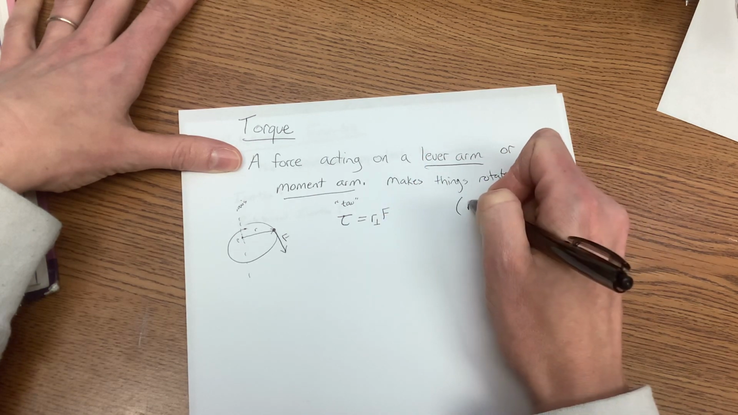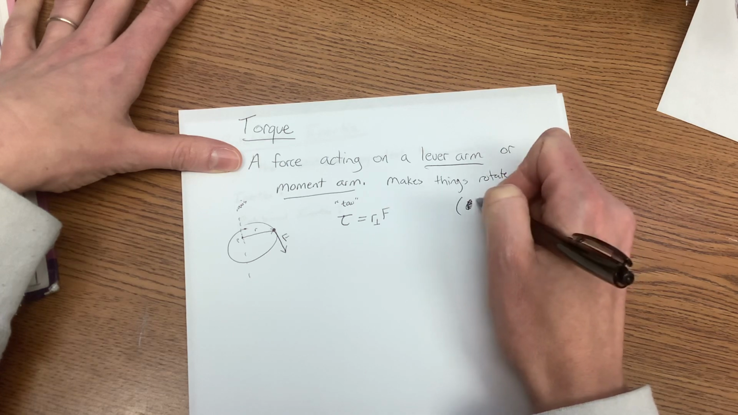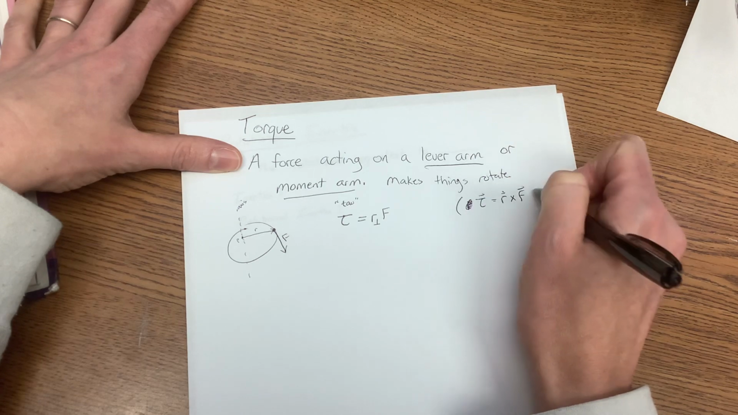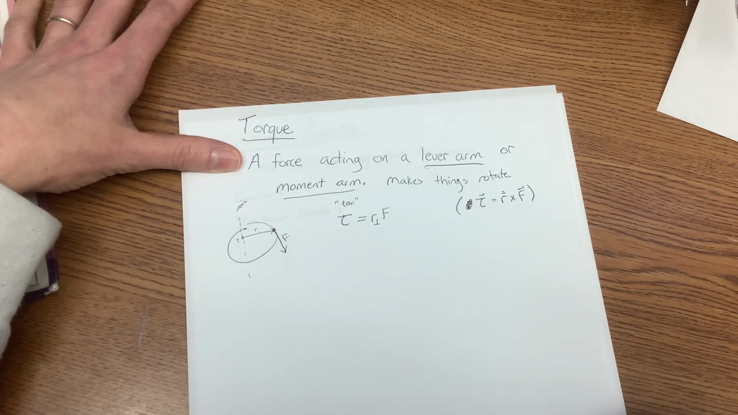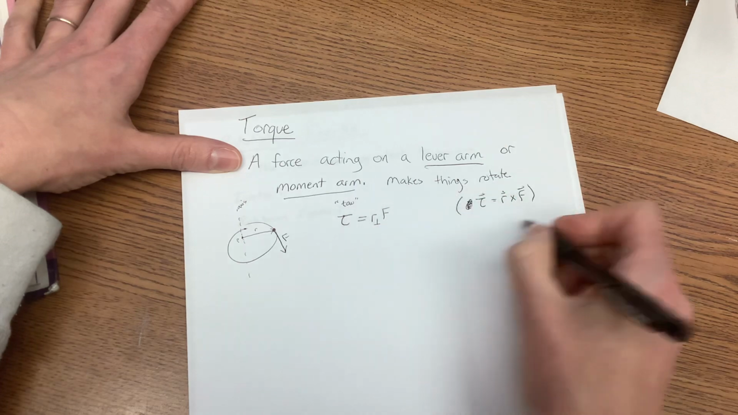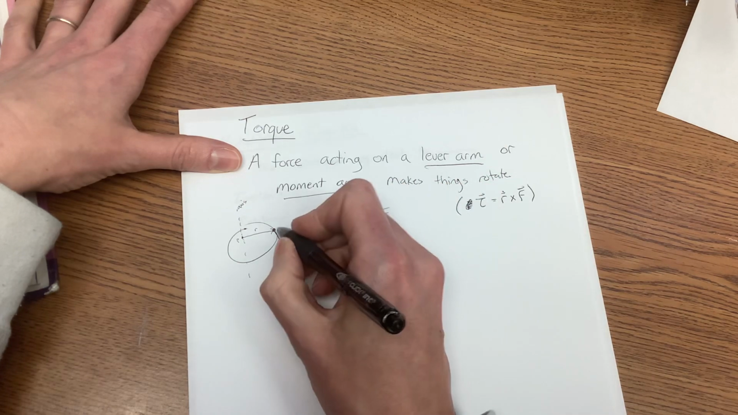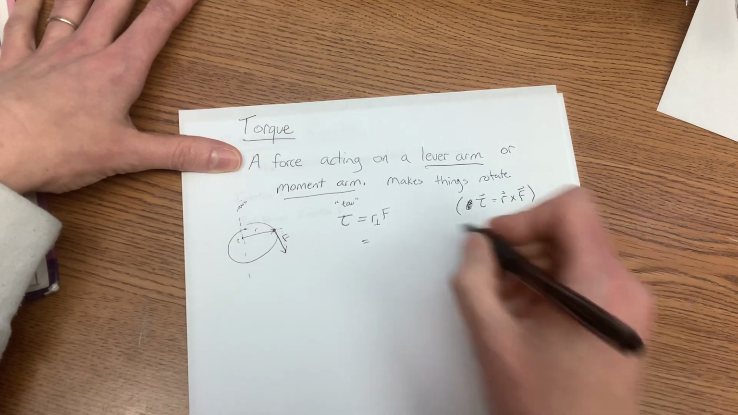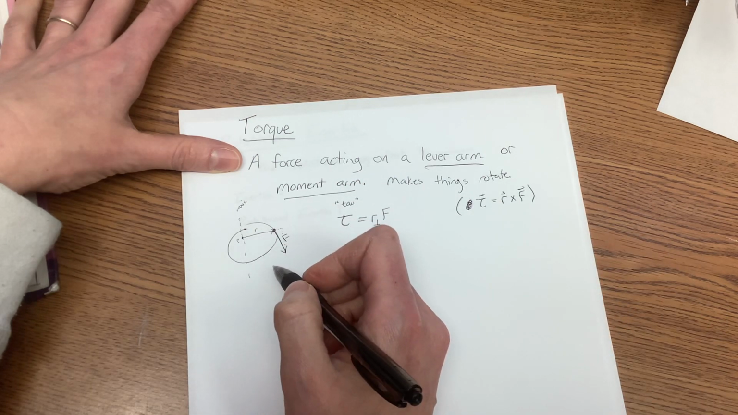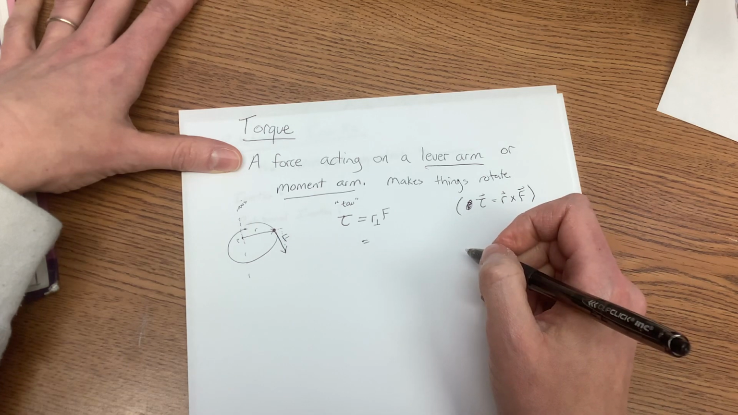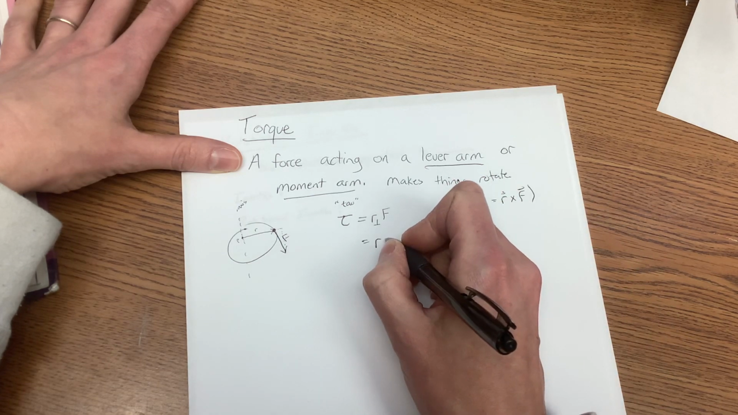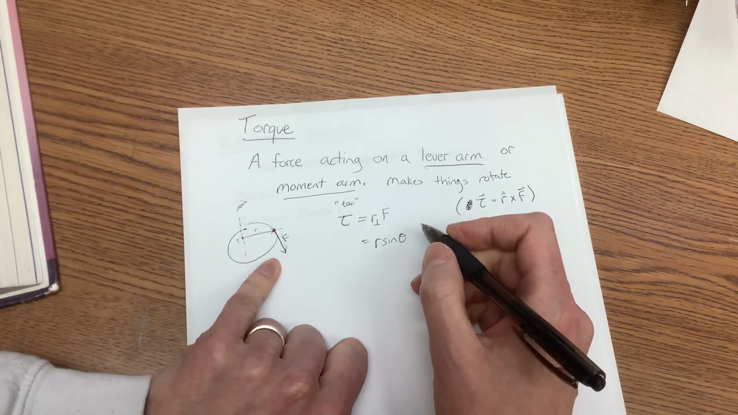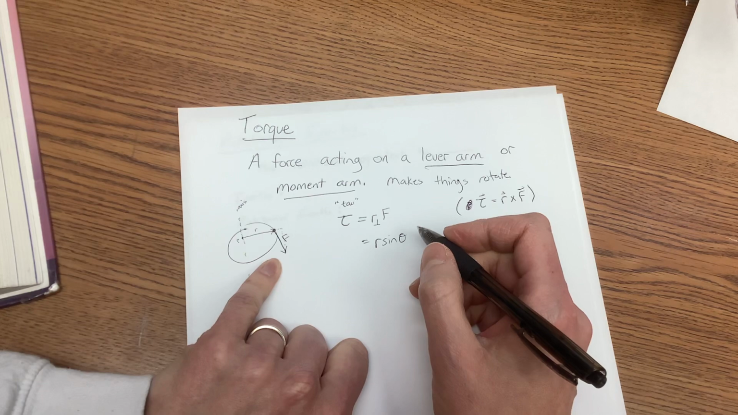In some more advanced math classes, this tau is R crossed into F, if these are vectors, the cross product. But we don't really know how to do that yet. The way that you would do it is the same as we're going to find the perpendicular part here. If we draw some arrows on it, R perpendicular to F is going to be R sine theta, R times the sine of theta.